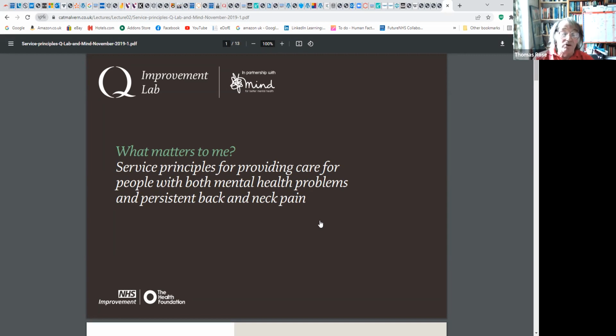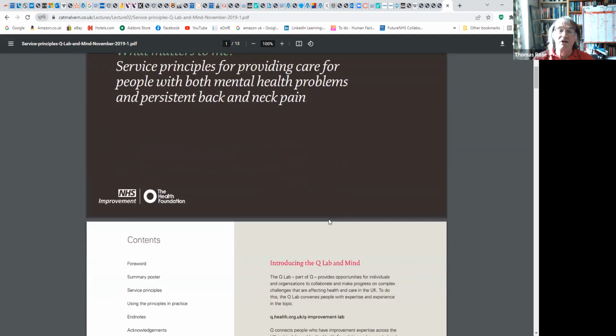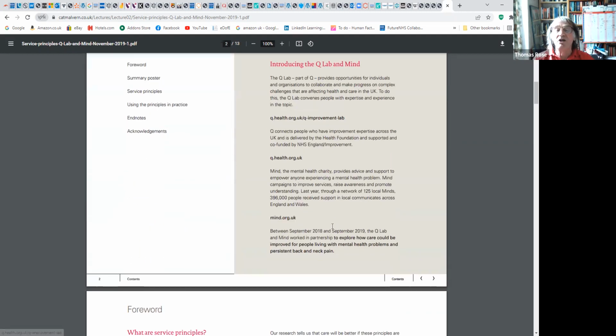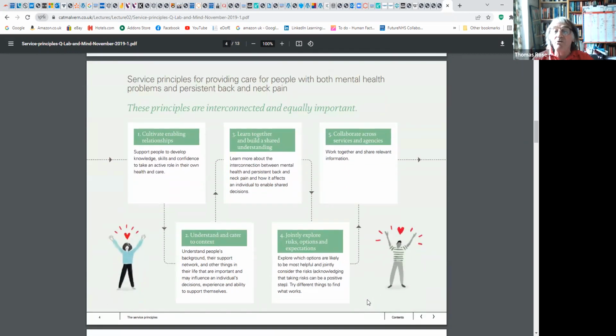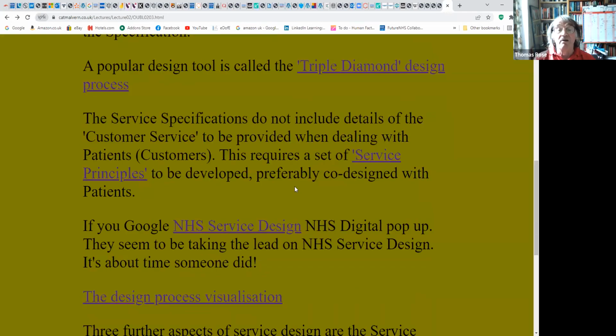for dealing with patients. And each group of patients, particularly ones with mental health problems, have got their own special requirements. This document's very good, and it does go through in quite a lot of detail how you develop a set of service design principles. I'll have to try and speed up. I knew I'd run out of time.